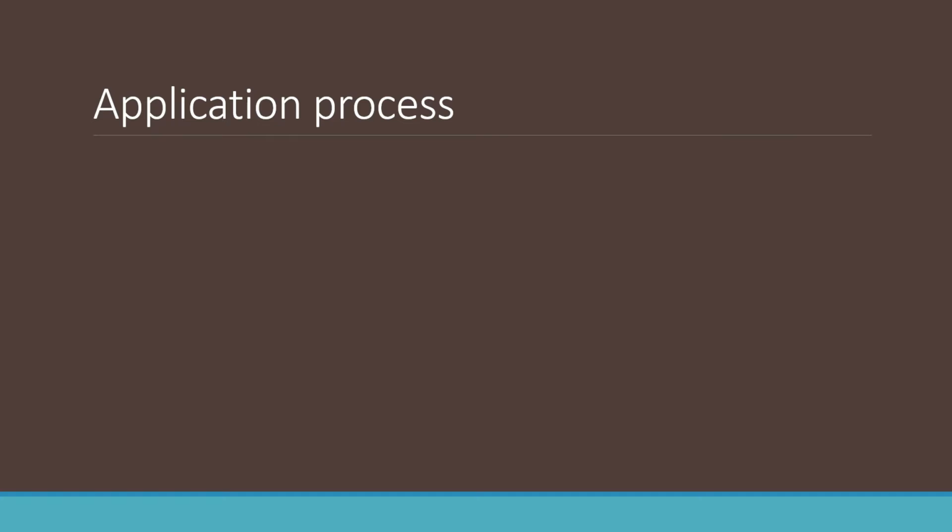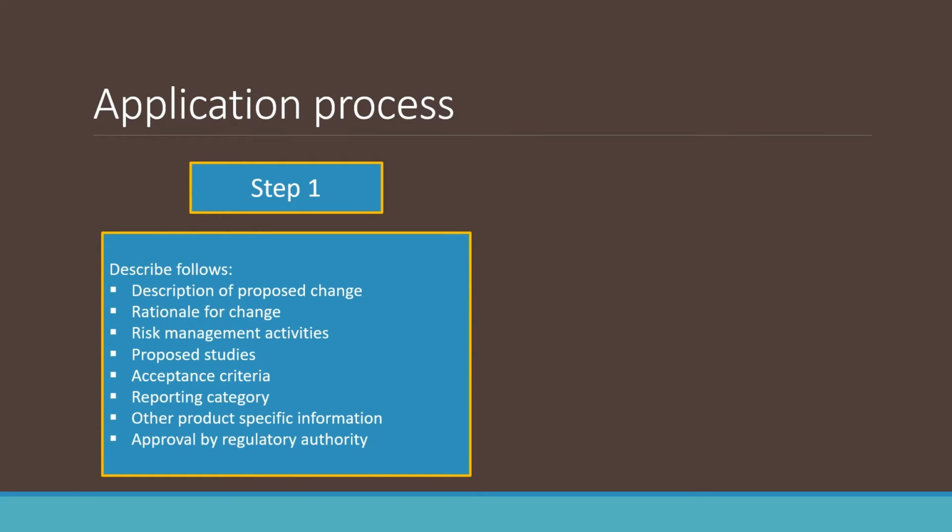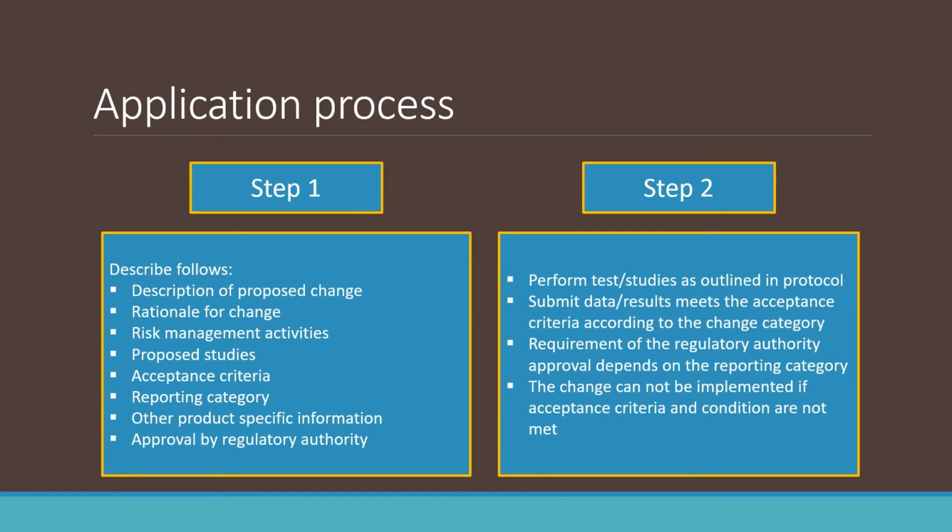Application process. The protocol application process is normally in two steps. Step 1. It describes the description of the proposed change, rationale for the change, risk management activity, proposed study, acceptance criteria, reporting category, other product specific information, and approval by regulatory authority. In step 2, perform tests and studies as outlined in the protocol. Submit data and results that meet the acceptance criteria according to the change category.